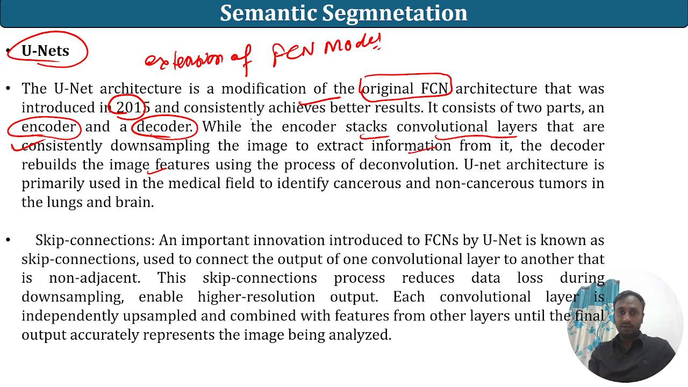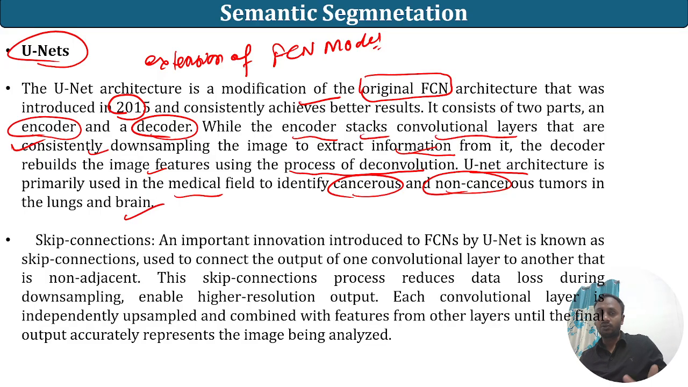So first, the encoder is consistently downsampling the image to extract the information from it. Then the decoder is rebuilding the image after the flattening. Instead of flattening, we give the convolutional layers again one by one. This process is called deconvolution. The U-Net architecture is primarily used in the medical field to identify cancerous or non-cancerous tumors in the lungs and brain.